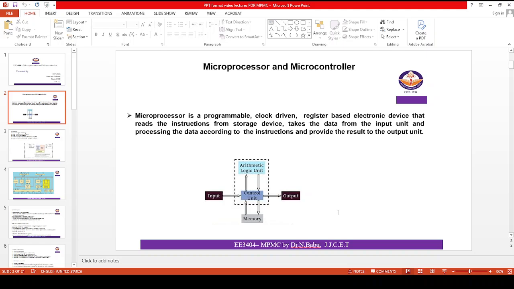ROM is read only memory. It can be accessed for read only. Otherwise it is called program memory. It is used to store the main program in the processor.